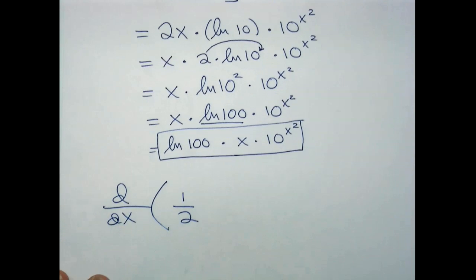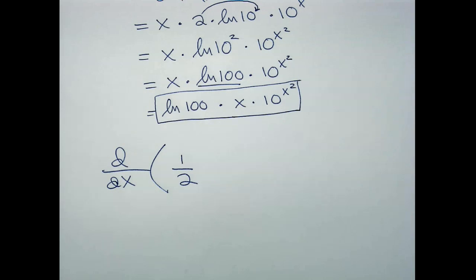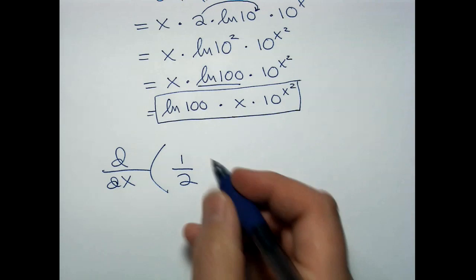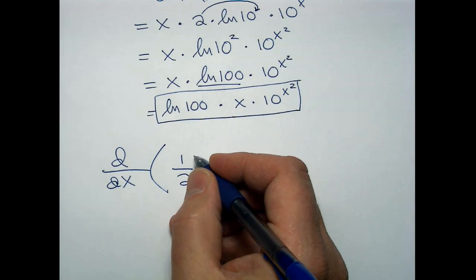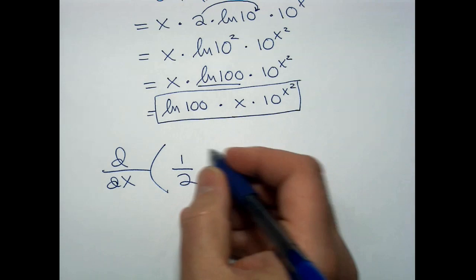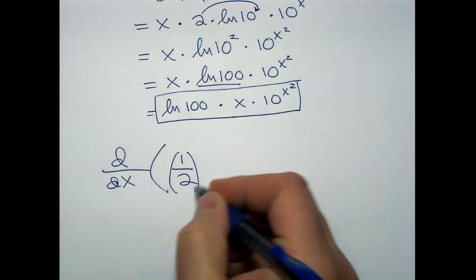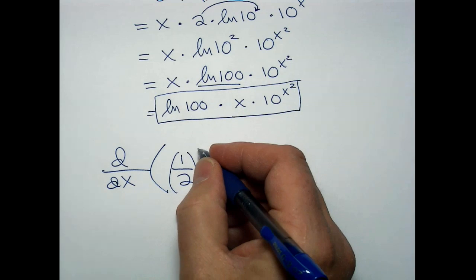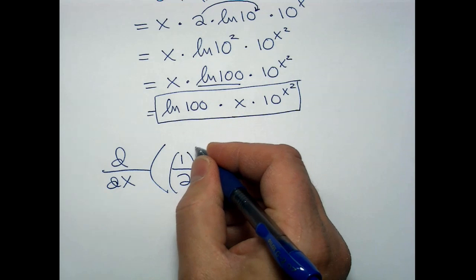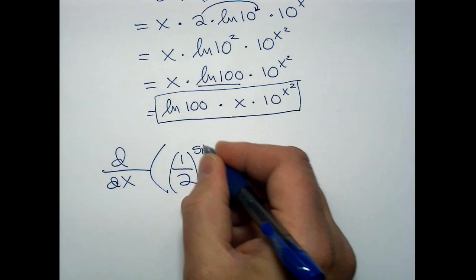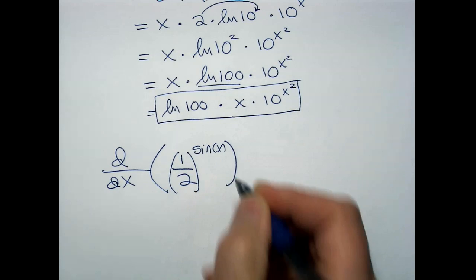Now, we can have base 1/2. As long as it's greater than 0 and not equal to 1, we can have a base 1/2. And I'd like you to take the derivative of 1/2, and why don't we do this? We'll raise 1/2 to, how about something crazy here? How about the sine of x? Let's really mix it up a little bit.